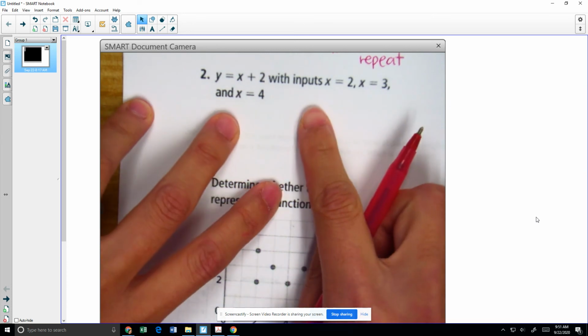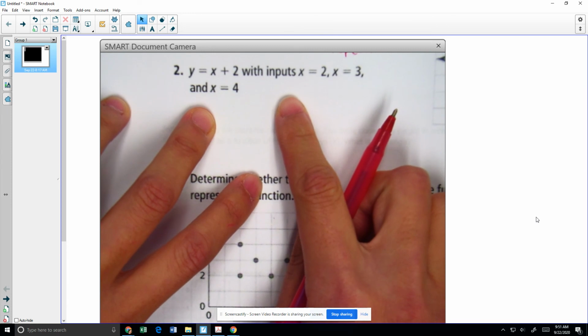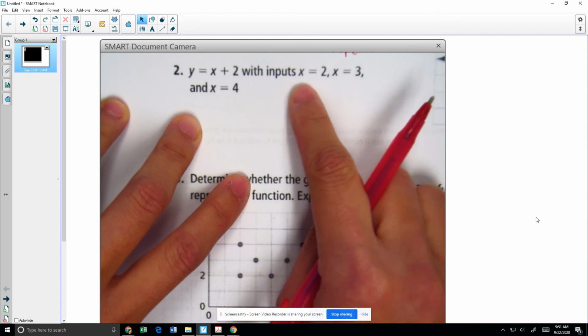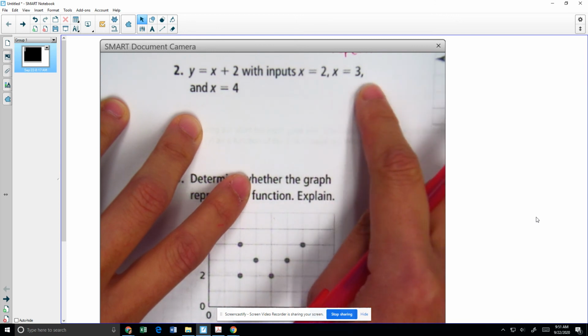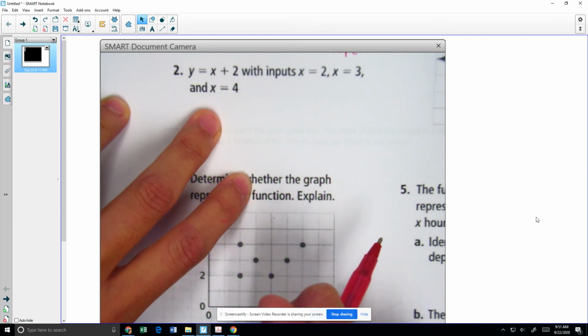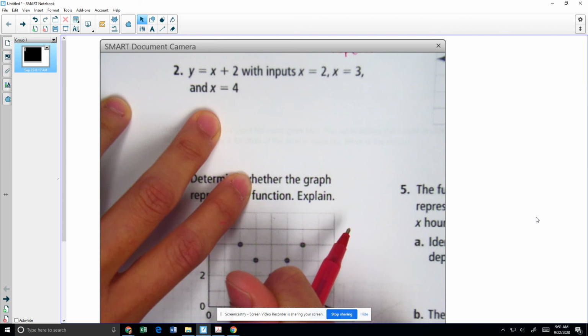Now, this one. So, decide if this is a function, yes or no. I have an equation, y equals x plus 2 with inputs of x equals 2, x equals 3, and x equals 4. Does anyone think they know if this would be a function? This is weird. Only one person thinks? All right, Kip, go for it.